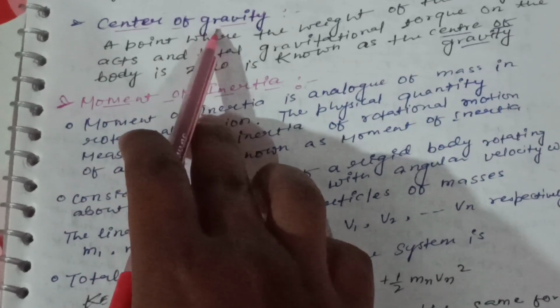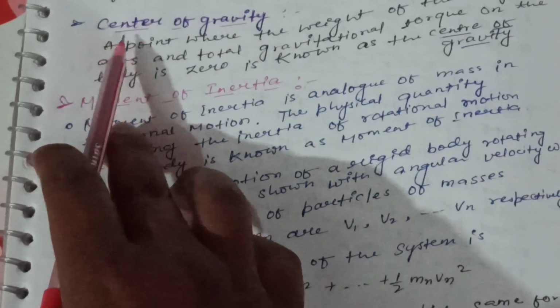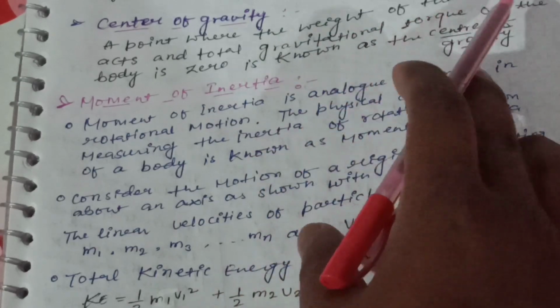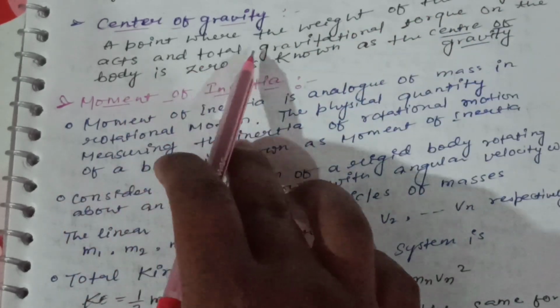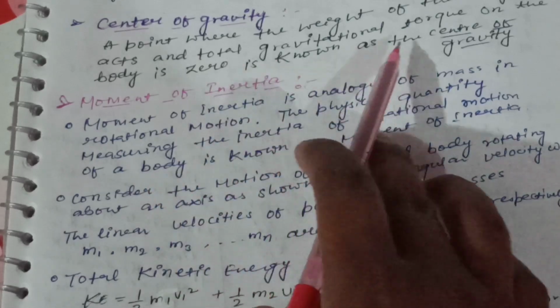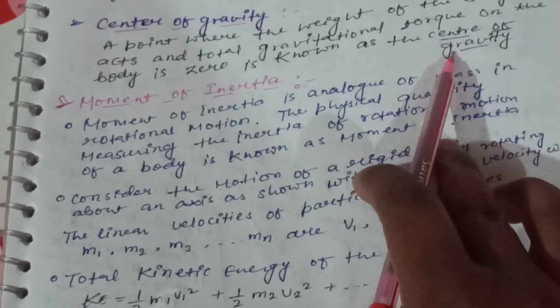Center of gravity. A point where the weight of the body acts and the total gravitational torque on the body is 0 is known as the center of gravity.